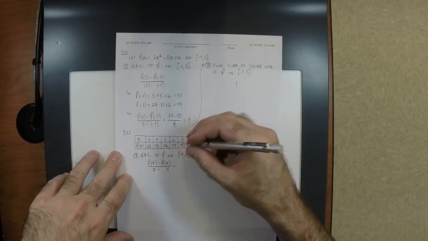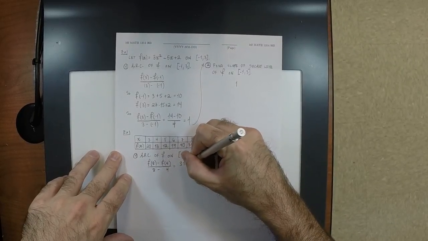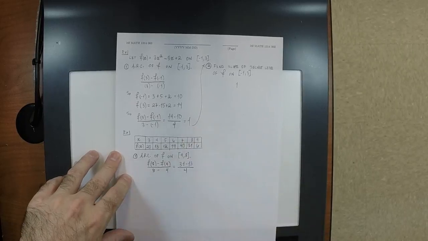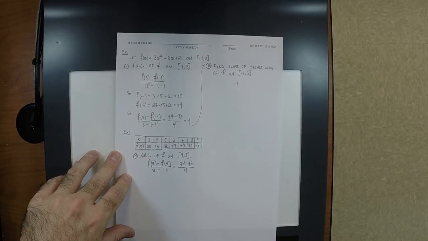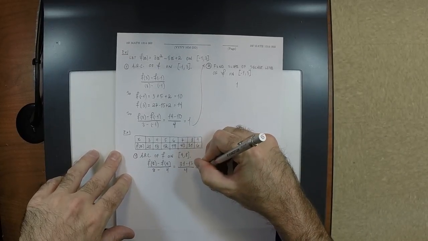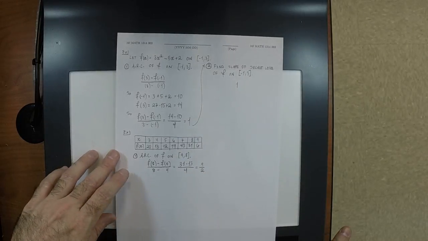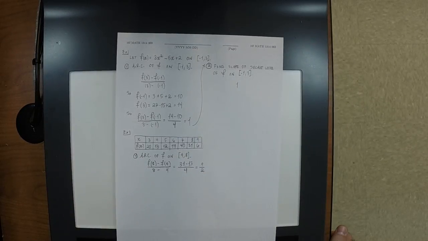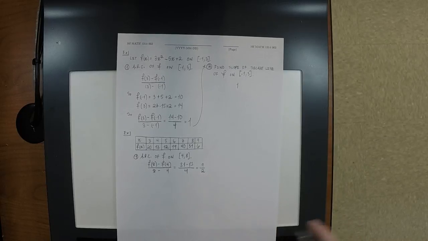Okay. So this would be 31 minus 13 over 4, and that would be 18 over 4. So 9/2. 4.5. Any question about this? Okay, so now I won't bother writing it down, but I'll just ask it aloud. What's the slope of the secant line of f on the interval 4 to 8? 4.5. Same thing. Wait, 4? 9 over 2 is 4.5. Other questions? Okay.